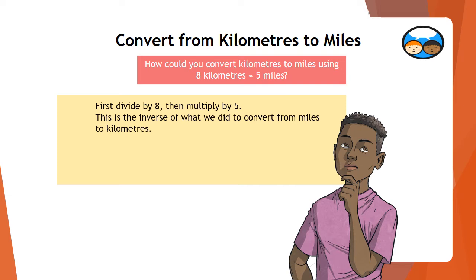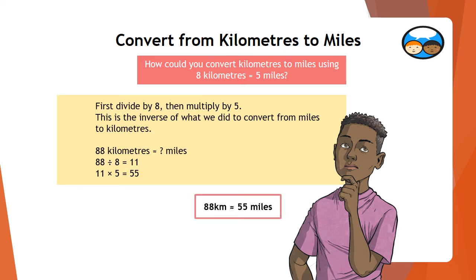Excellent. First, you would divide by 8, then multiply by 5. And it's the opposite, or the inverse, of what we've been doing to convert from miles to kilometres. So 88 kilometres divided by 8 gives us 11. And 11 times 5 equals 55. So 88 kilometres is approximately equal to 55 miles.